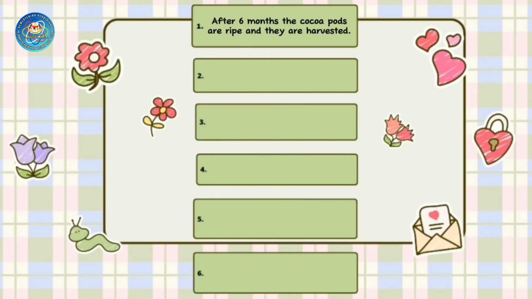Have you done the task? Let's check the answer. Number 1. After 6 months, the cocoa pods are ripe and they are harvested. Number 2. Once fermented, the beans are dried out in the sun.